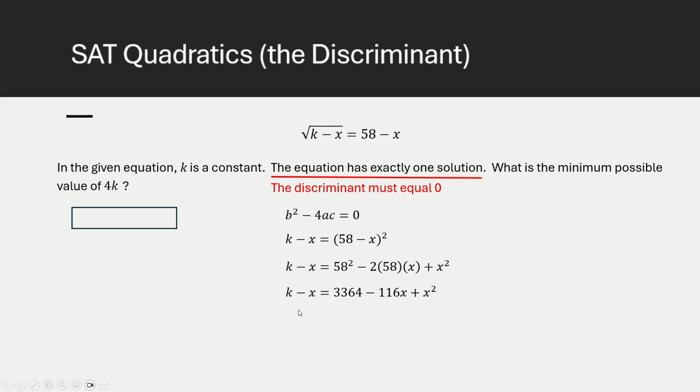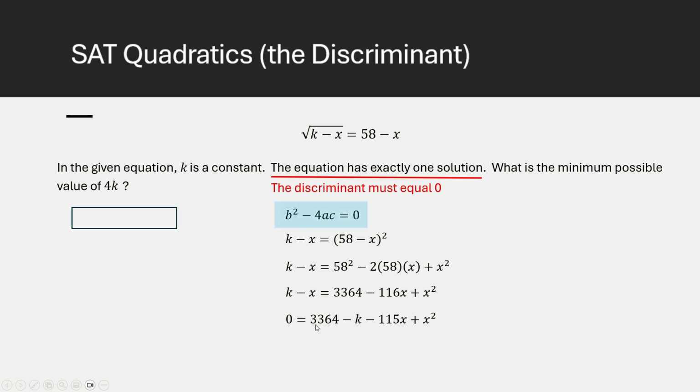To do so, we want to set this quadratic equal to 0. To set this equal to 0, we need to subtract this k over here, and we need to add this x to this side as well. Subtracting the k, there's nothing here with the k, so the k is just going to come over here. And when we add the x, it's going to combine with this negative 116x to give us negative 115x. To bring the k over here, we just subtracted it from this side. Okay, so now we have this quadratic that's equal to 0.